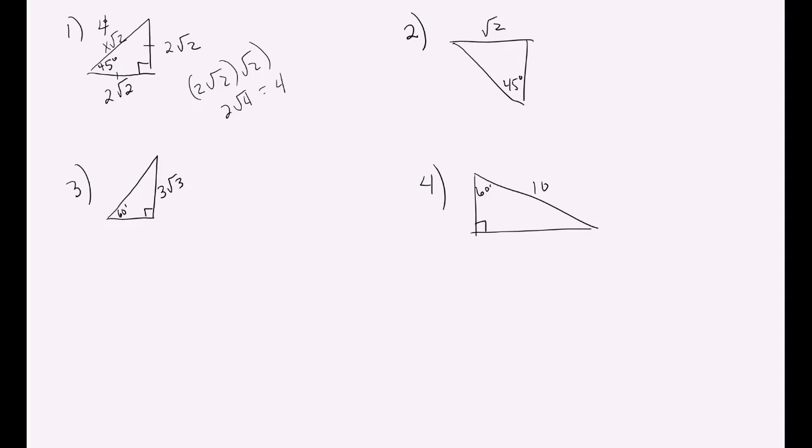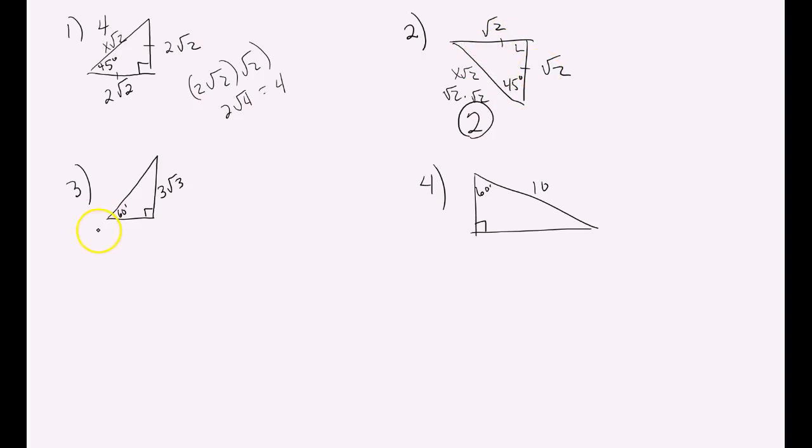On number 2, same thing. This is the 90 degrees, so they gave me this leg, which means this leg matches. And if we want the hypotenuse, I'm supposed to do x times the square root of 2, which means square root of 2 times square root of 2, which is the square root of 4, which is 2. So that should be the hypotenuse, and those should be the legs.